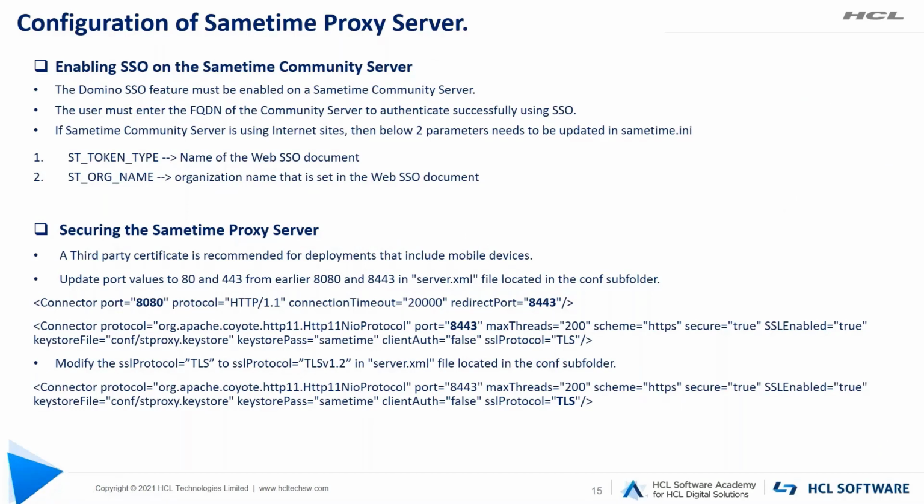So in this slide, we'll see enabling SSO and securing the proxy server. Whenever you install a community server, the SSO config is automatically created. There are two ways of using WebSSO: first, via the server document, or via the internet site document. If you're using internet sites, then the ST token type and ST org name should be properly updated in sametime.ini.